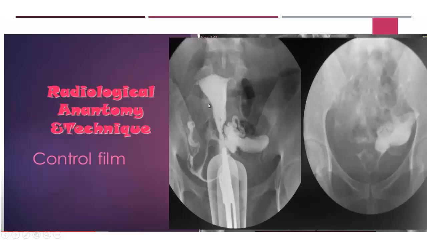This is the normal appearance of the hysterosalpingogram. This is a triangular-shaped uterine cavity, and these are the normal fallopian tubes, as we will say later.